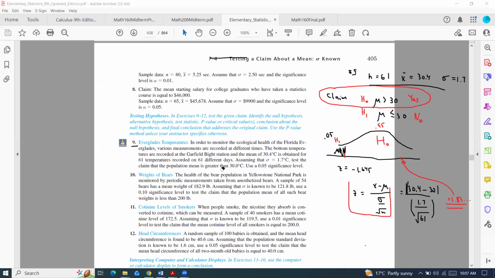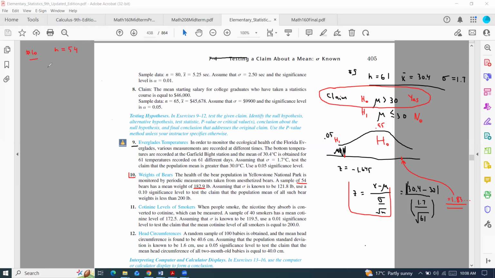For example, if I try number 10 that deals with weights of bears, so interesting example, right? How about weights of bears in Yellowstone Park? It says 54 bears have a mean weight of 182.9. So the start is exactly the same. In fact, in all exercises here, the start will be the same. They give you the sample, size 54.